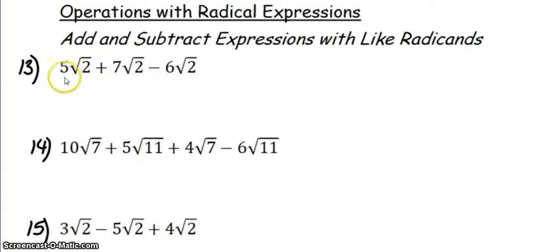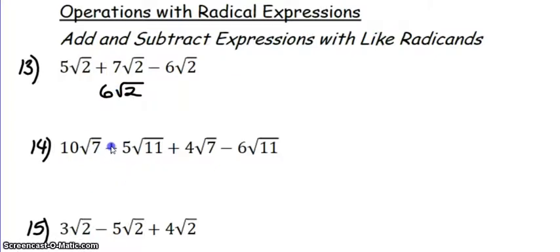So in number 13, I have 5 root 2 plus 7 root 2 minus 6 root 2. Because they are all root 2, I can combine these three terms. I'm going to add 5 plus 7 minus 6, so that's 12 minus 6, which is 6, and then I leave the root 2 the same.